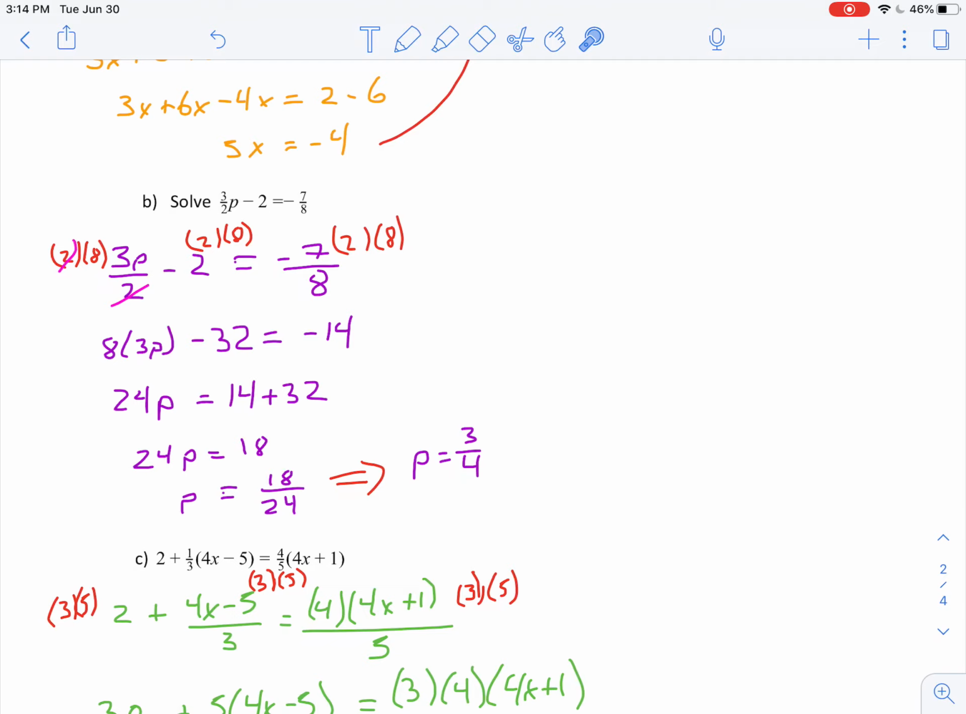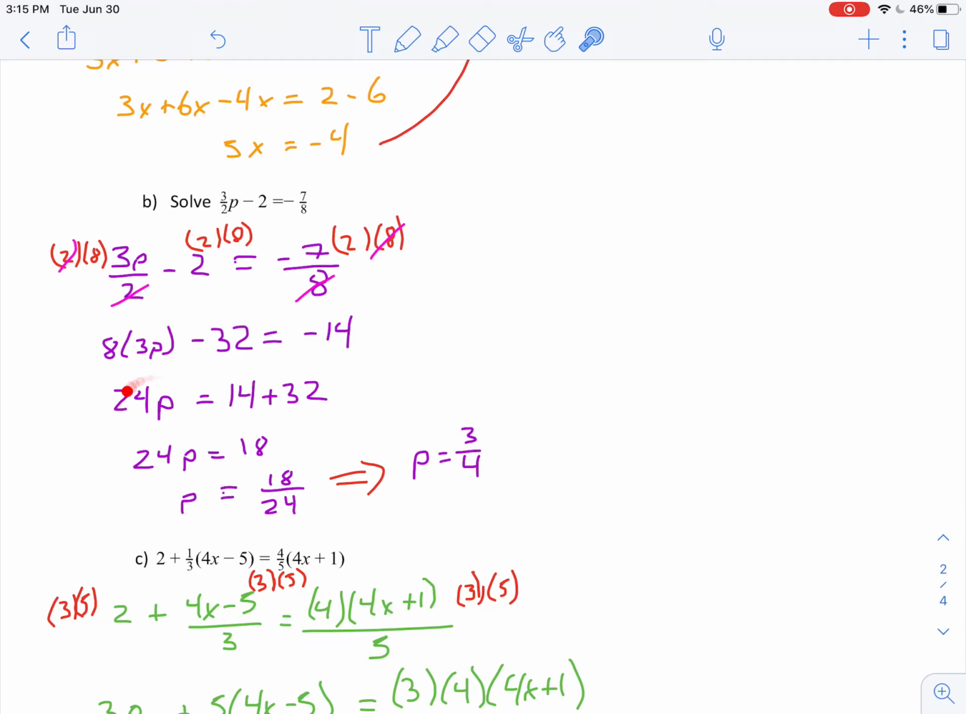The other denominator I see is on the right side of the equation, and I have a denominator of 8. I need to eliminate this by multiplying by a factor of 8, and every term in the equation is also multiplied by a factor of 8. So now I'm left with 8 times 3p minus 2 times 2 times 8, which would be negative 32, is equal to negative 7 times 2, which in this case would be negative 14.